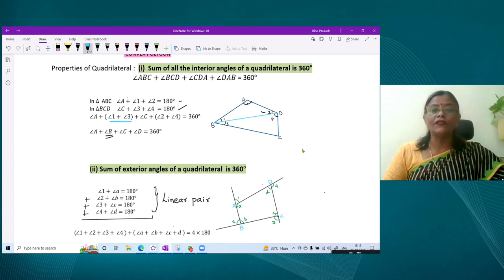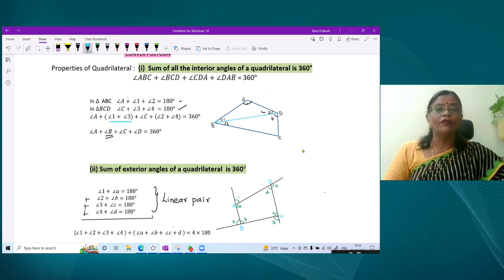Likewise, in this figure, D also has been split into two parts. It is divided into 2 and 4 because we made BD. So we take it together. We can add in any way, so we'll take up this pair.